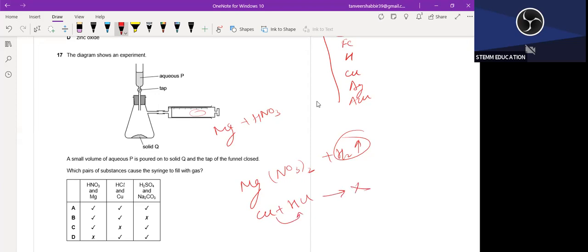Copper is less reactive than hydrogen, so according to the reactivity series, copper cannot displace hydrogen, so no reaction. So the second one should be a cross. Okay, this should be a cross. So option C is the correct answer for 17.